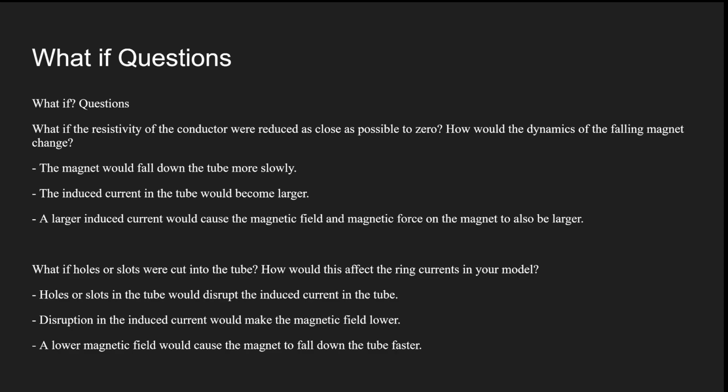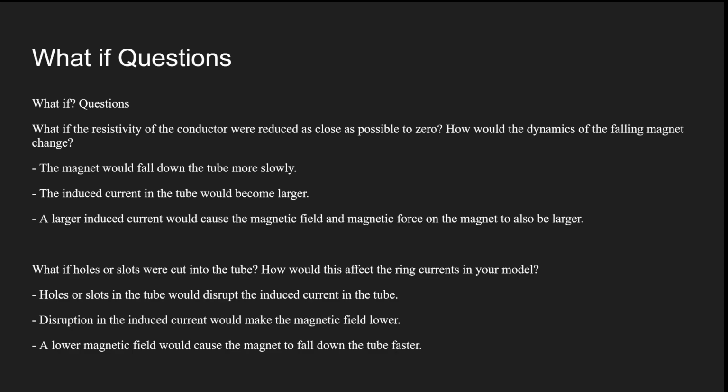So now for the what if questions. What if the resistivity of the conductor were reduced as close as possible to zero? How would the dynamics of the falling magnet change? The magnet would fall down the tube more slowly. The induced current in the tube would become larger. A larger induced current would cause the magnetic field and magnetic force on the magnet to also be larger.